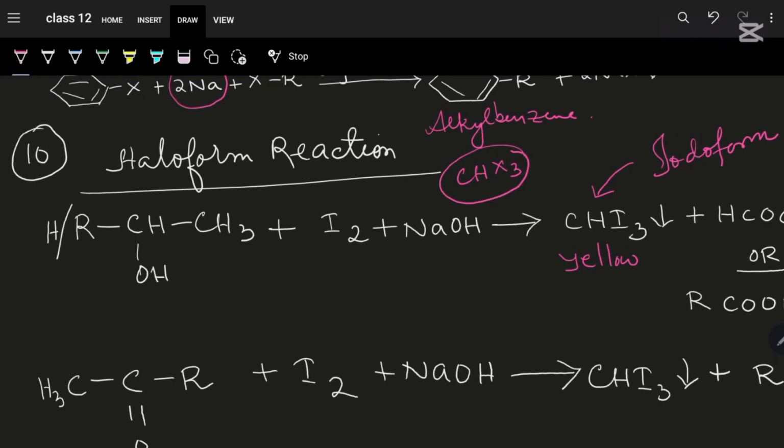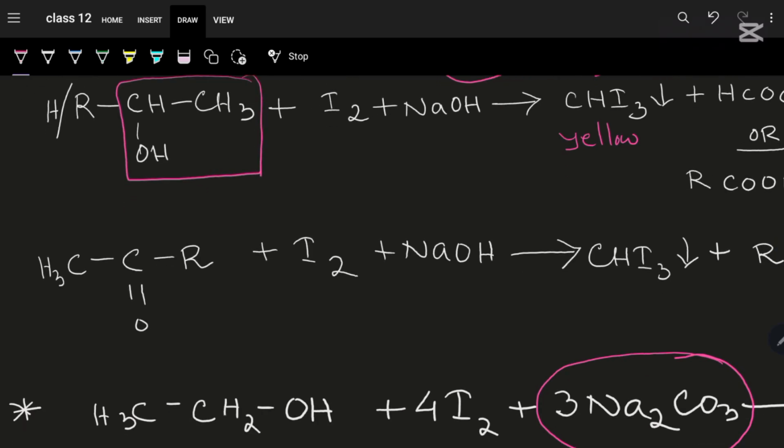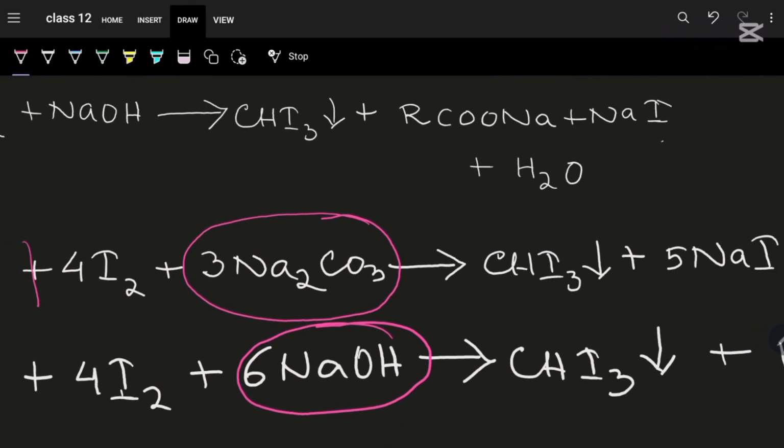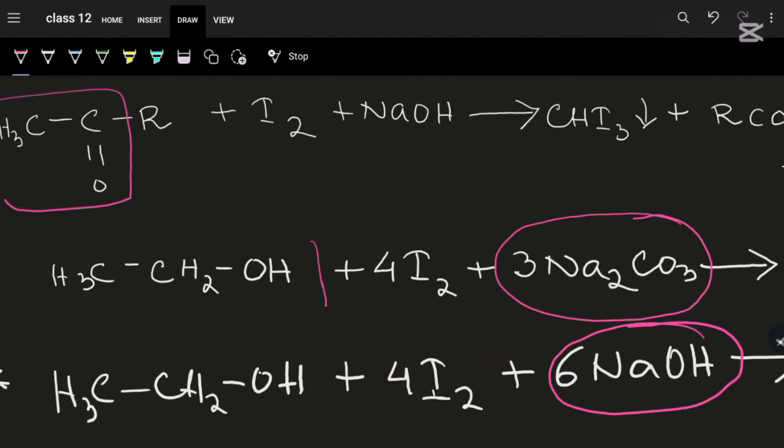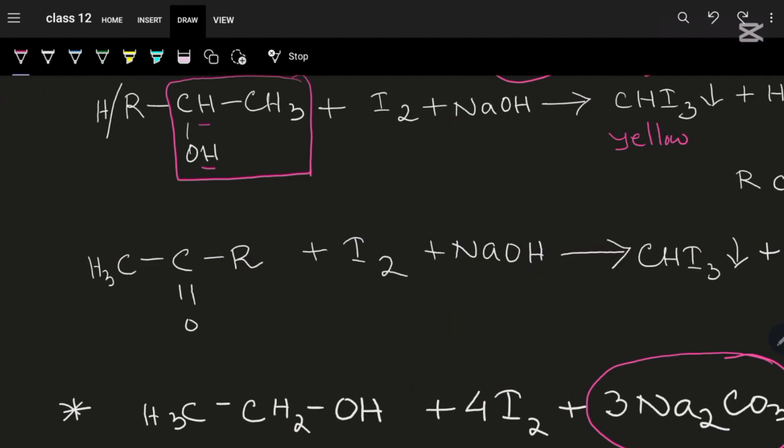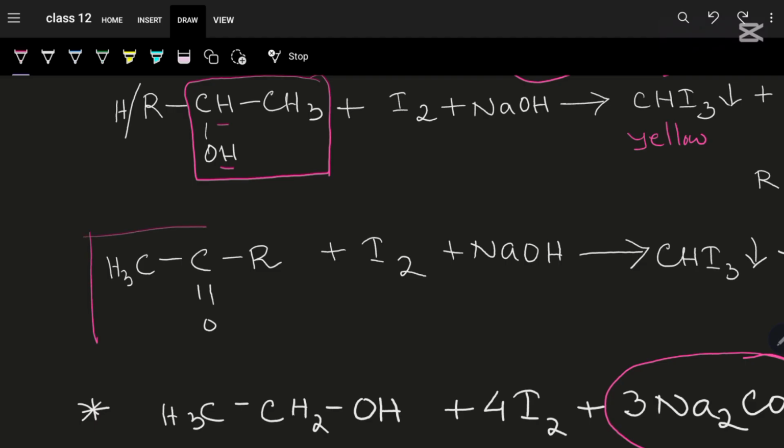So which type of compounds respond to this test and which type of compounds can be distinguished? If you start with alcohol, remember alcohols containing CH3CHOH group can get oxidized by the removal of H2 to CH3CO group. So this is known as ketomethyl group or methyl keto. So CH3CO is a ketomethyl group.